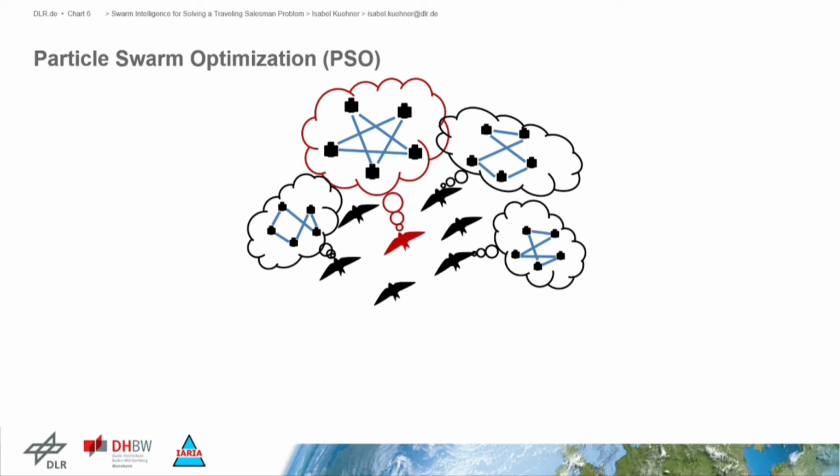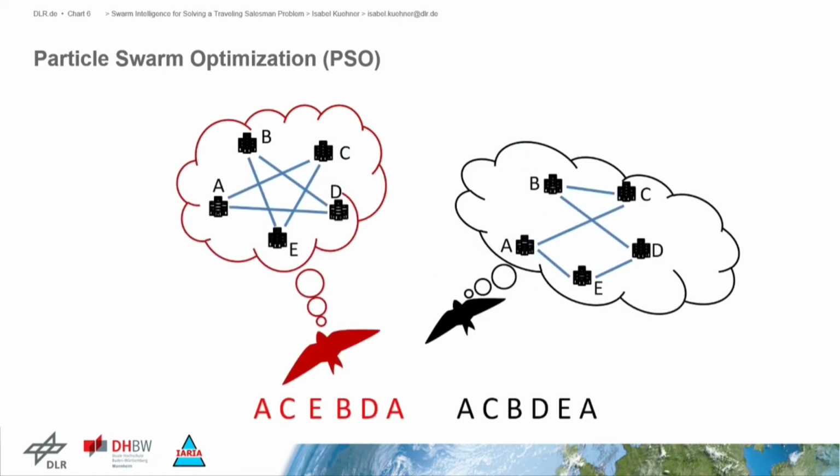So let's focus on the red bird and one of the black birds. Each of the birds constructed a solution for the traveling salesman problem. And we have the cities. The order of the cities for the red bird is, for example, A, C, E, B, D, A. And the black bird chose A, C, B, D, E, A. We assume that the black bird has the better solution.